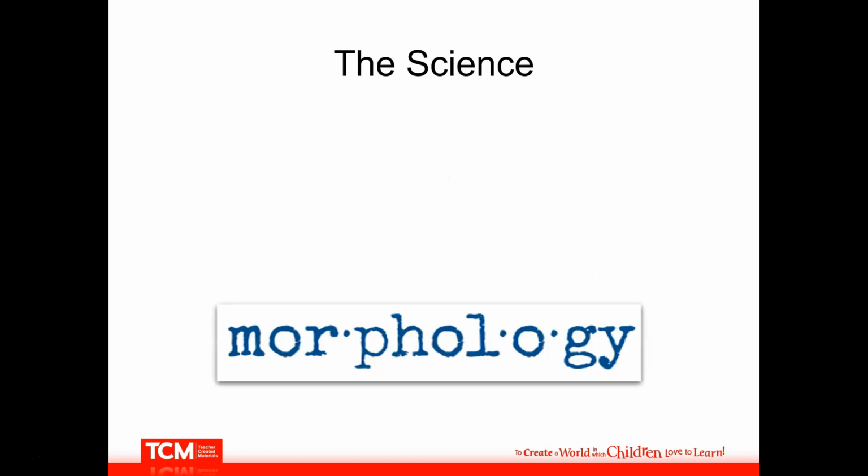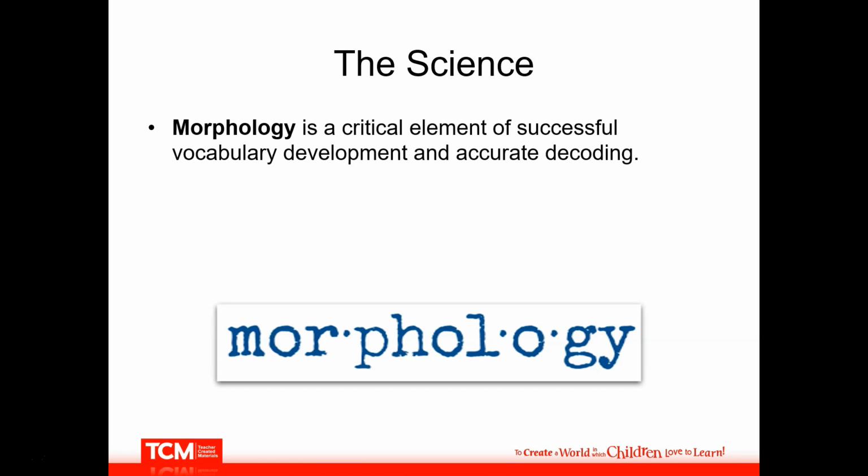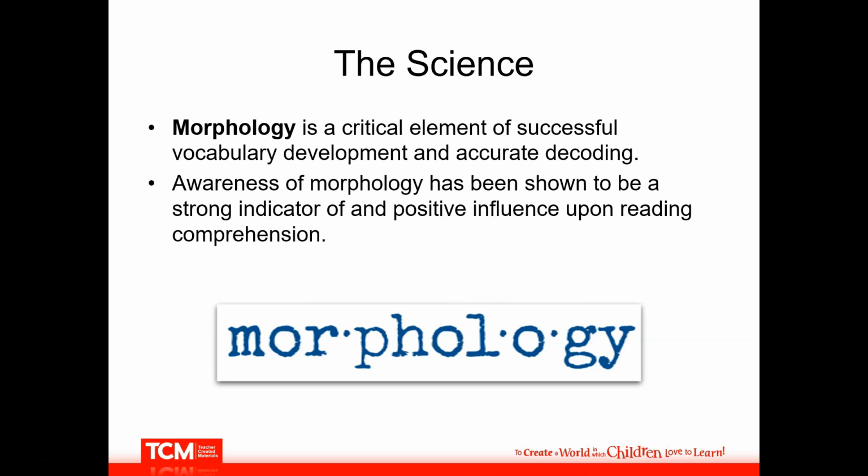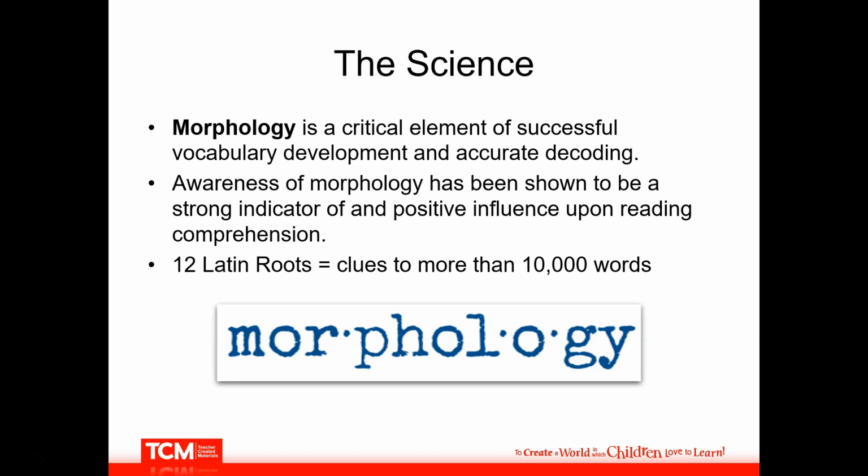And so if we look at the science behind what we're going to be exploring today, what we're going to take an in-depth look at is morphology. And so morphology is a critical element of successful vocabulary development and accurate decoding. And an awareness of morphology has been shown to be a strong indicator of and a positive influence upon reading comprehension. And so with this science in mind, something that was very interesting to me when I was doing my research is that there are 12 Latin roots that give students the clues to understanding the meaning of more than 10,000 words.